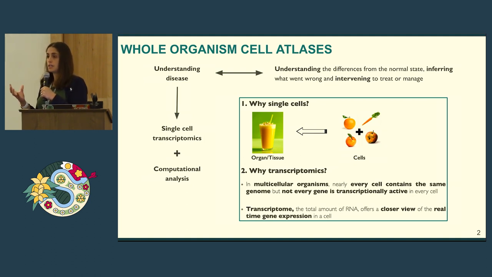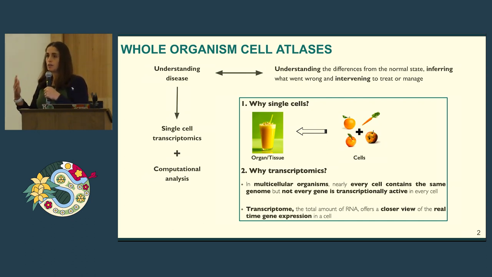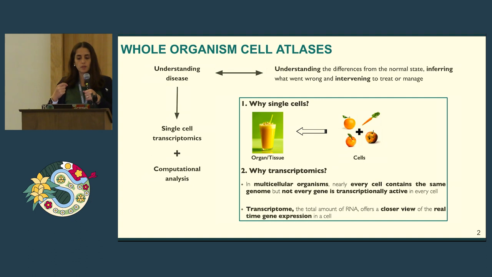This is also true in disease, because it's very rare that the disease is equally spread through an organ. So it will be heterogeneously present in certain regions of the tissue or be affecting cell populations differentially. And the reason why we then focus on the transcriptomics, so the RNA measurement in each of the cells, is because unlike the genome, which is for the most part similar across all the cells in a single individual, the transcriptomics is variable cell to cell and really offers us a close view of real time gene expression, providing a proxy to our cellular function.